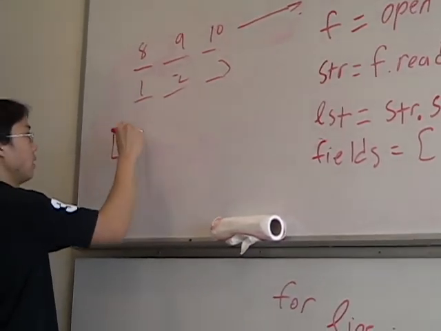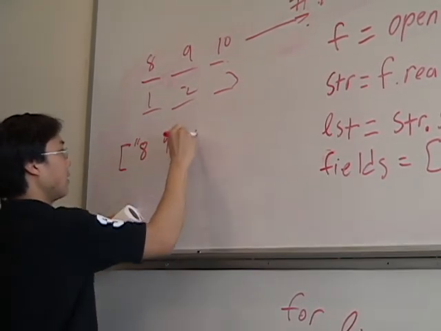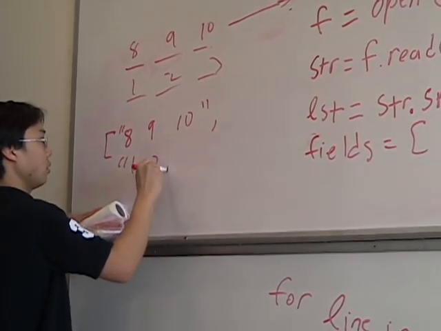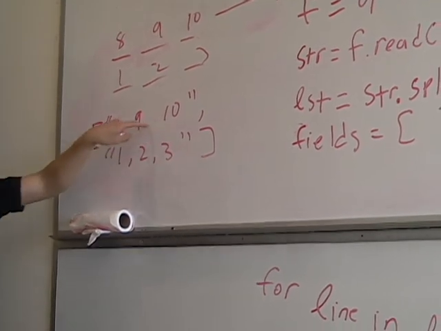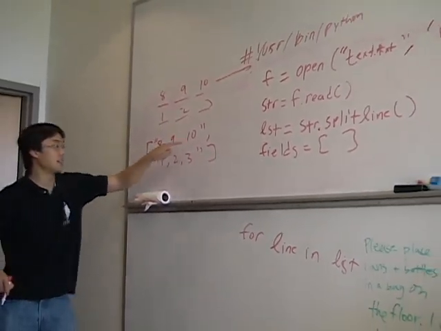8, 9, 10. 1, 2, 3. So it's a list of 2 elements. First element is 8, 9, 10. So line in list, first thing, it's going to grab this, 8, 9, and 10.